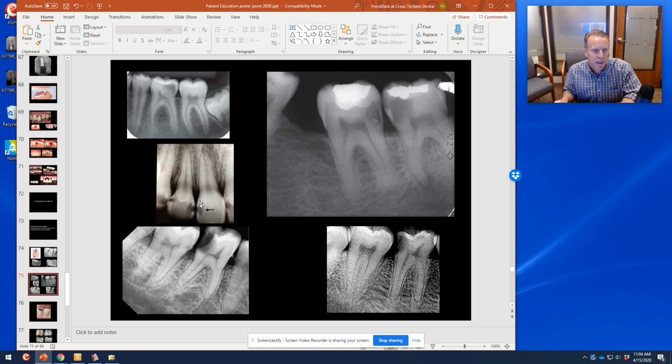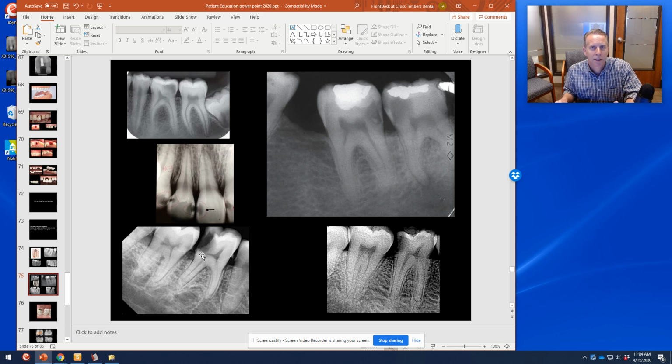Here's another one, deep decay, root tips are okay. Again, that looks fine. So just because there isn't a dark spot, it doesn't mean that they don't need a root canal. It's just that it hasn't developed into an infection yet, or it may never. Now, with some of these, the decay or the fracture is so deep, the teeth may not even be restorable.